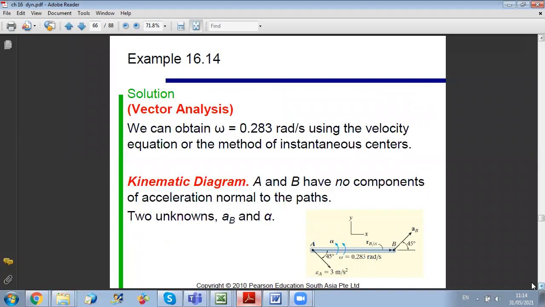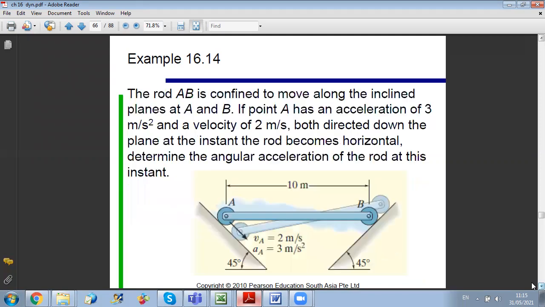Now, if you remember, for the velocity calculation we have two approaches: the vectorial one, or the instantaneous center method. I will do both for you here, to see that both can be used to get information about the angular velocity. So let us start first with the vectorial method. If you want to apply the vectorial method here, we will write the following.